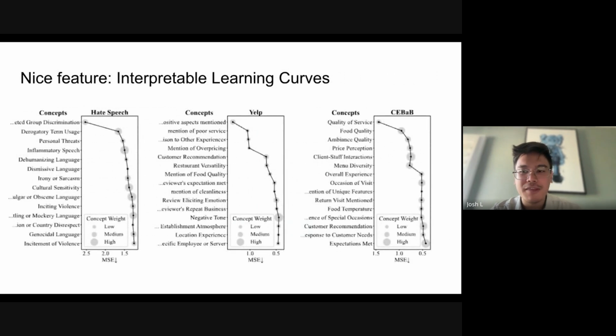One nice feature about these text bottleneck models is that you have interpretable learning curves. Because as we mentioned before, since we're generating each concept iteratively, you can measure the impact of each additional concept on the performance on the test set. So for example, here in the Yelp review learning curve, you can see that you have positive aspects mentioned being a concept, then the mean squared error decreases when you have mention of poor service appearing, and then it sort of glides down with the addition of all of these other concepts before it drops again suddenly with the addition of customer recommendation as a concept.